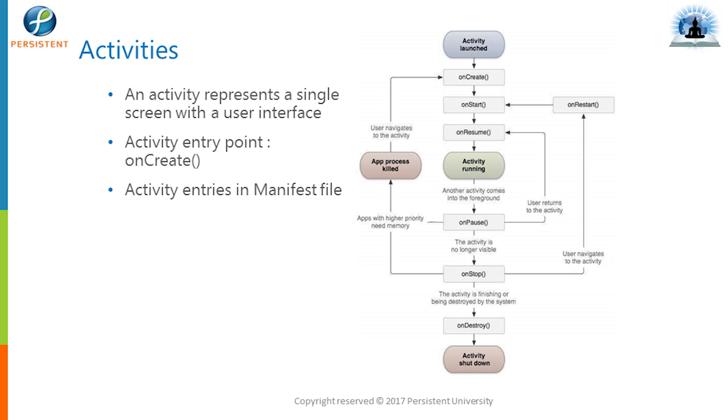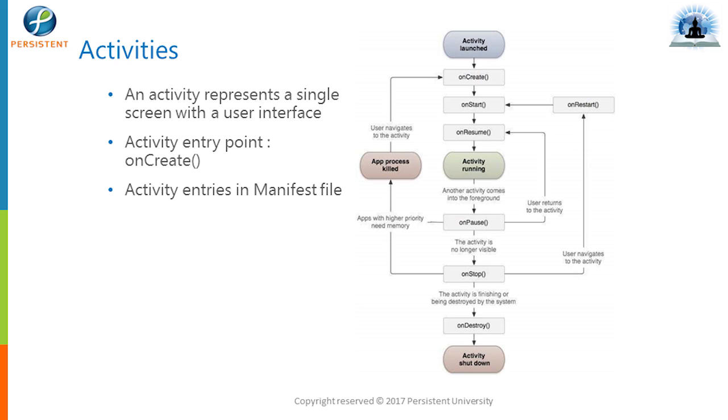Let us have a look at the life cycle of an activity. When an activity is created, callback methods like onCreate, onStart, onResume are called. Similarly, when an activity is pulled down, methods like onPause, onStop and onDestroy are called. OnCreate is the first callback and is called when the activity is first created. OnStart is called when the activity becomes visible to the user. OnResume is called when the user starts interacting with the application.